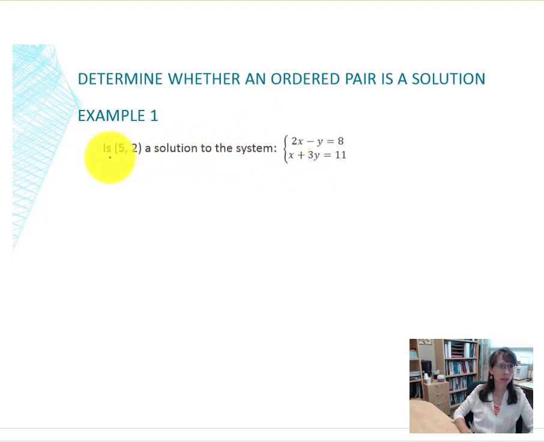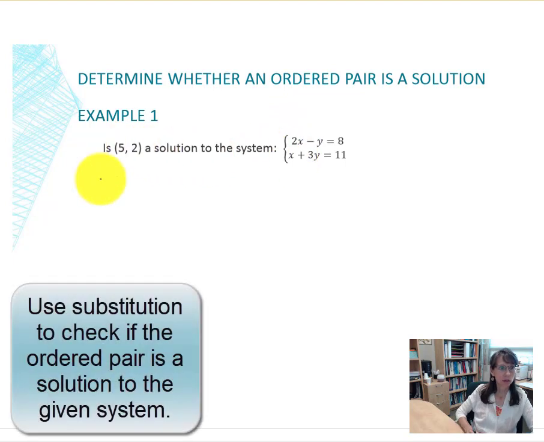So what we want to know is, does the ordered pair (5, 2) satisfy the first equation and the second equation? So we'll just substitute 5 for x and 2 for y in each of these equations. So we'd have 2 times 5 minus the y value equals 8. 10 minus 2 equals 8. So it looks like 8 equals 8.